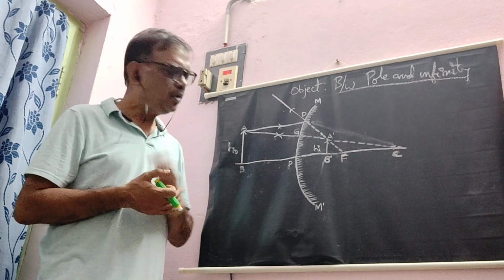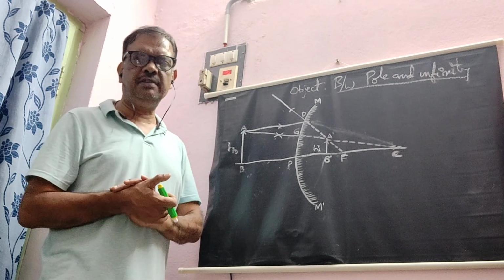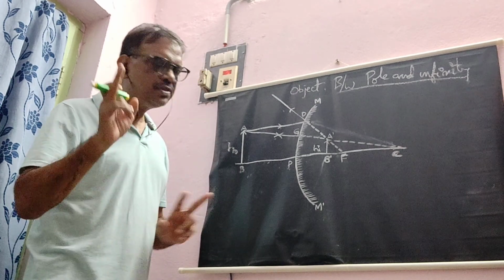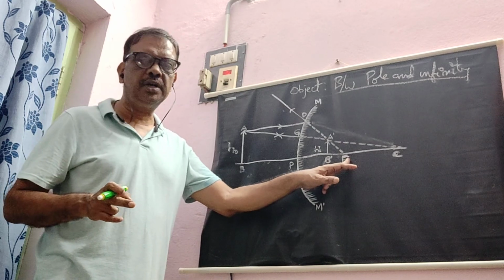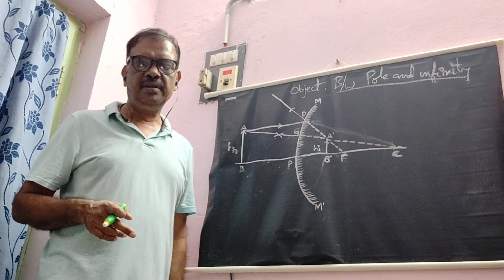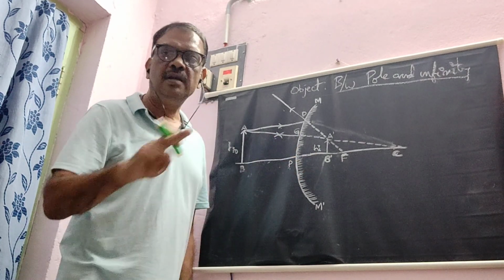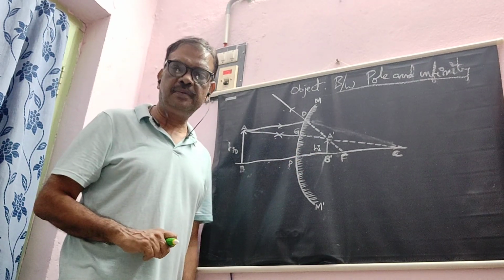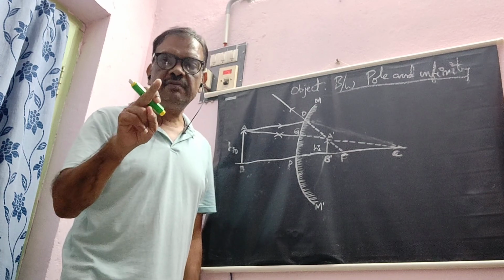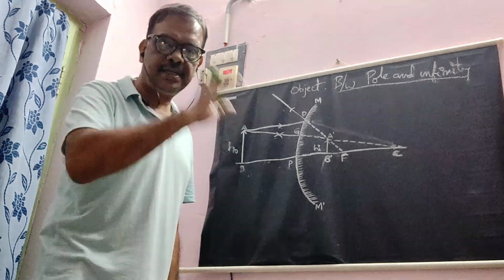We have a ray diagram. You keep the object anywhere between pole and infinity. Image will always form between pole and focus behind the mirror. Image is formed between pole and focus behind the mirror. Second property of image formed. Nature of the image, virtual and erect.